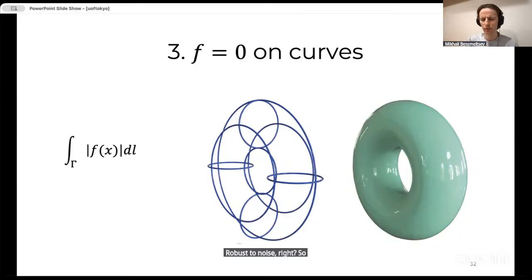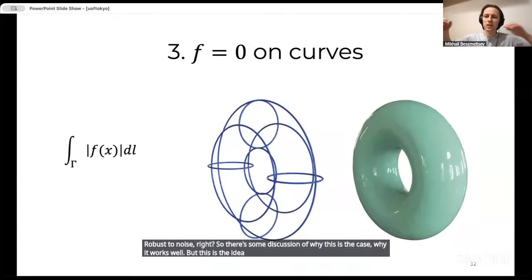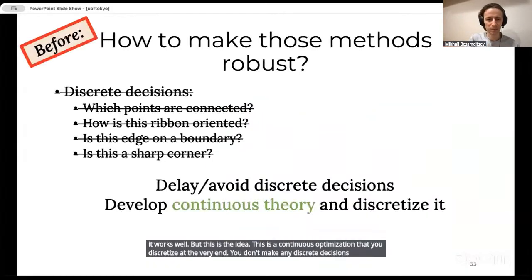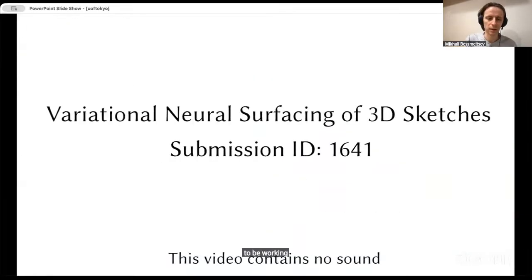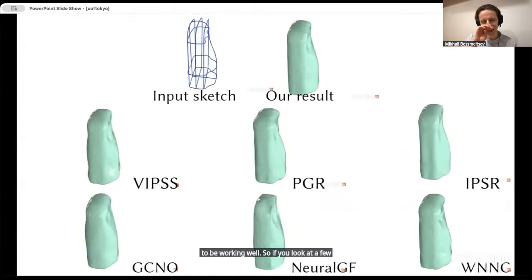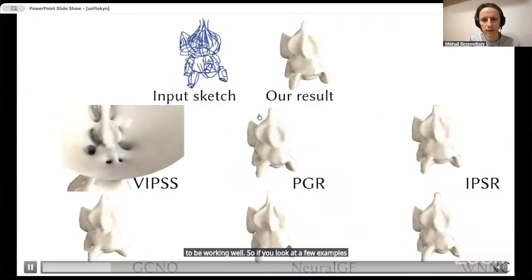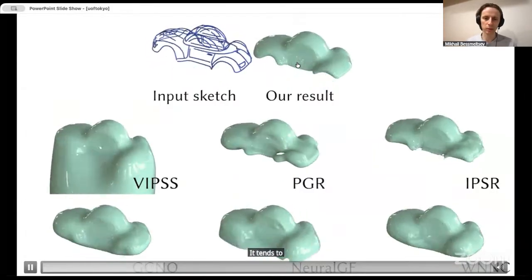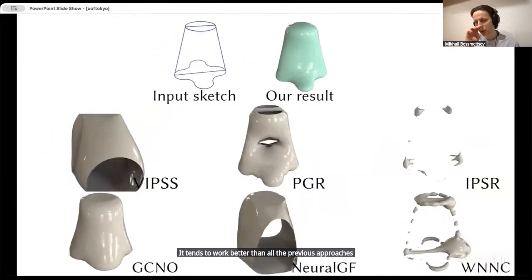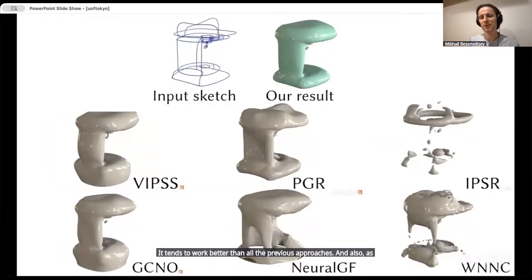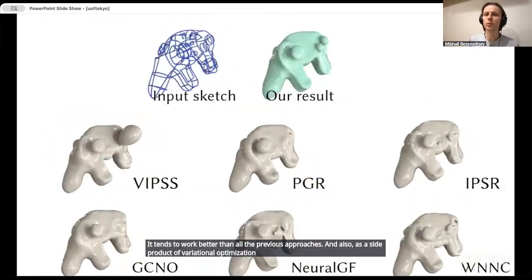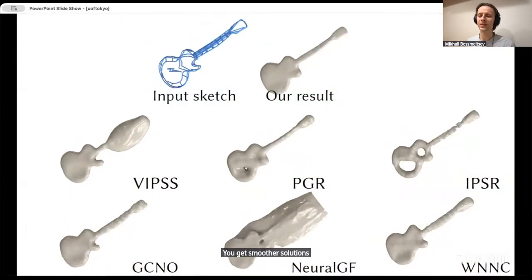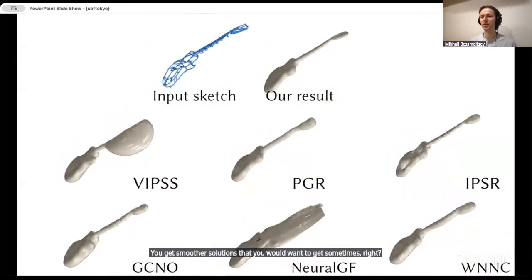So there's some discussion of why this is the case, why it works well, but this is the idea. This is a continuous optimization that you discretize at the very end. You don't make any discrete decisions, and this turns out to be working well. So if you look at a few examples, our result is somewhere here. It tends to work better than all the previous approaches. And also, as a side product of variational optimization, you get smoother solutions that you would want to get sometimes, right? So this is kind of the caveat.